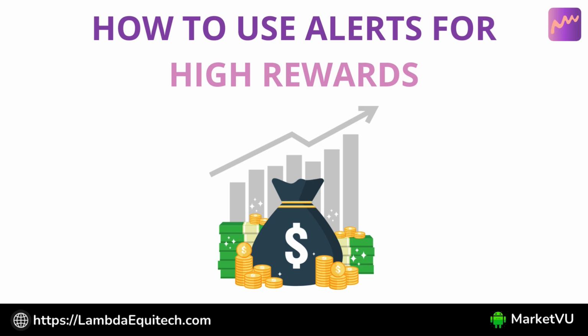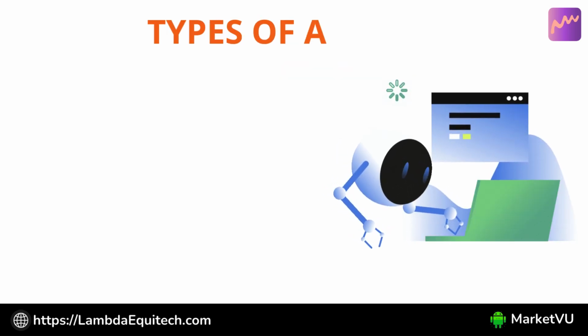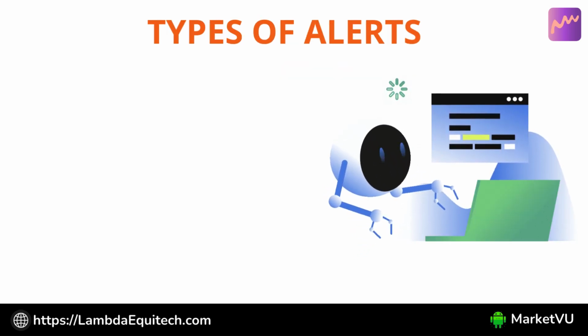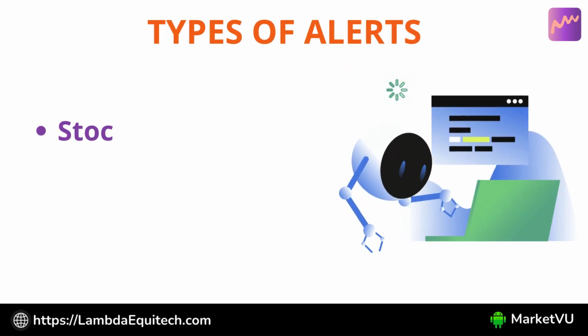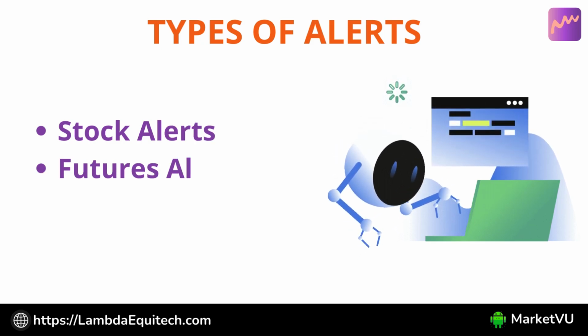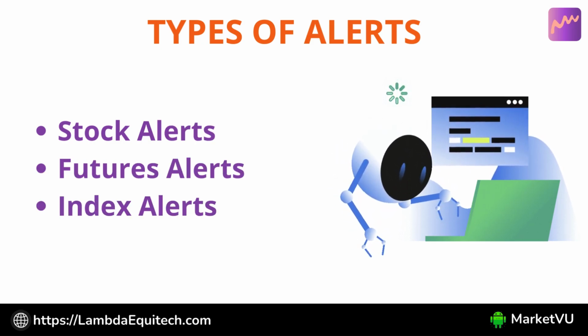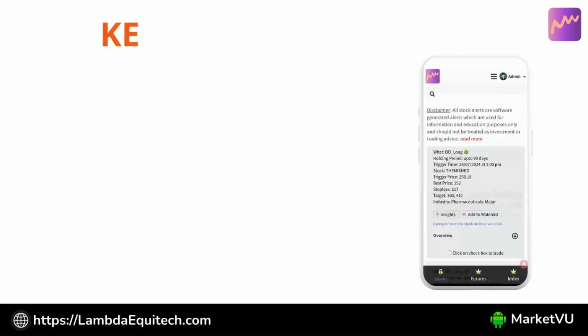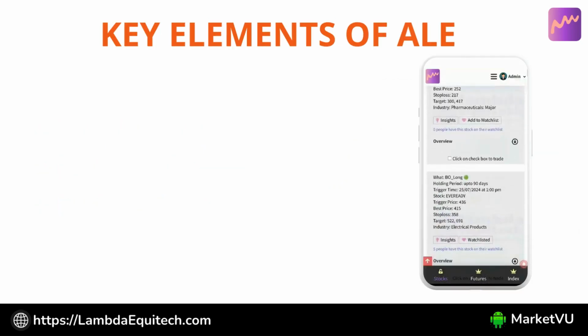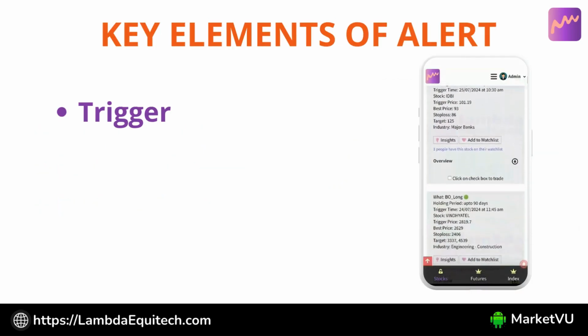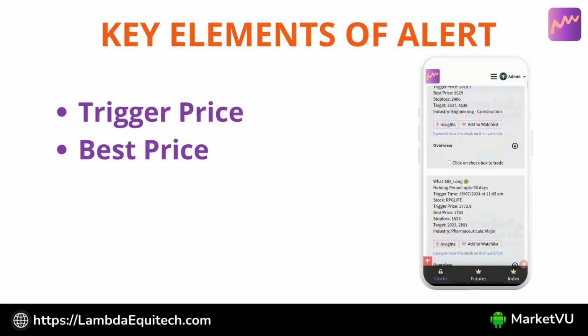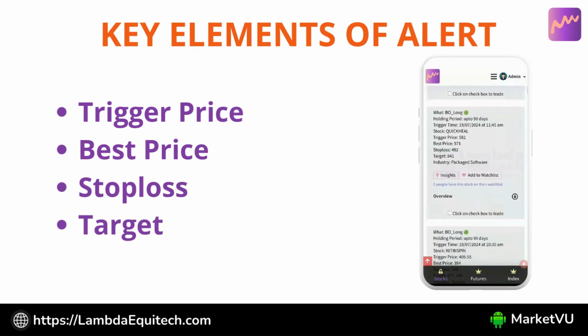How to use alerts for high rewards. The automated stock alert system generates 3 types of alerts: stock alerts, futures alerts, and index alerts. Each alert includes 4 key elements: trigger price, best price, stop loss, and target.